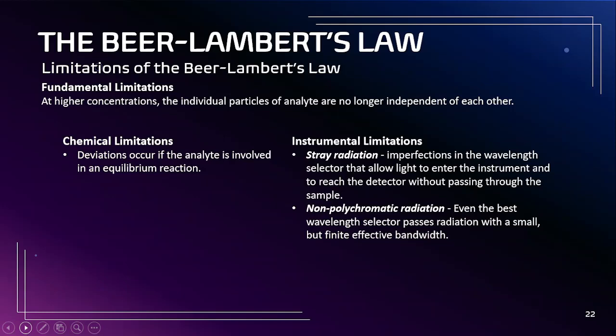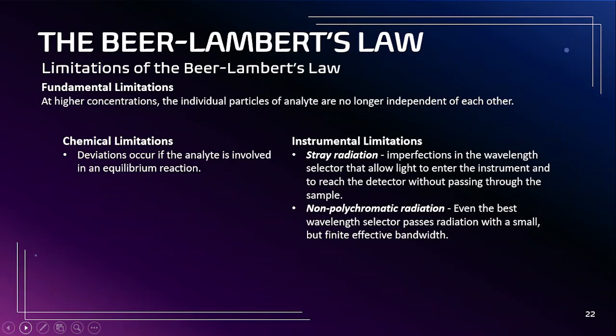Next is the chemical limitation. Deviation might occur if the analyte is involved in an equilibrium reaction. As we recall, in an equilibrium reaction, there happens to be a forward or reverse reaction that could fluctuate the concentration of our analyte. And since our analyte's concentration is directly related to absorbance, huge errors might happen when we try to graph the data of our reading.